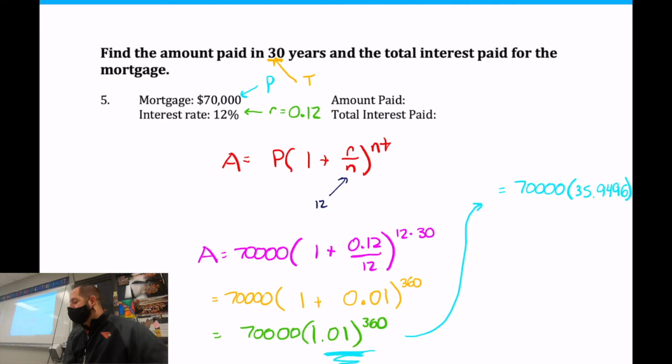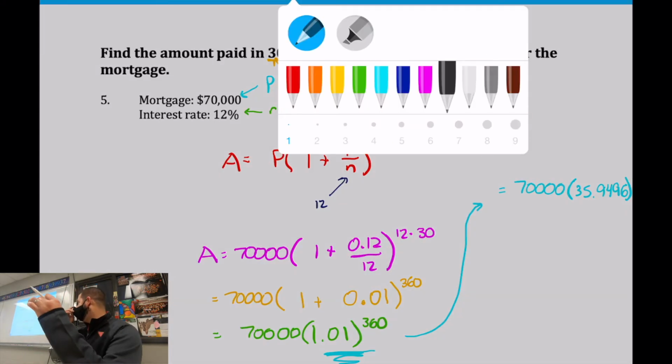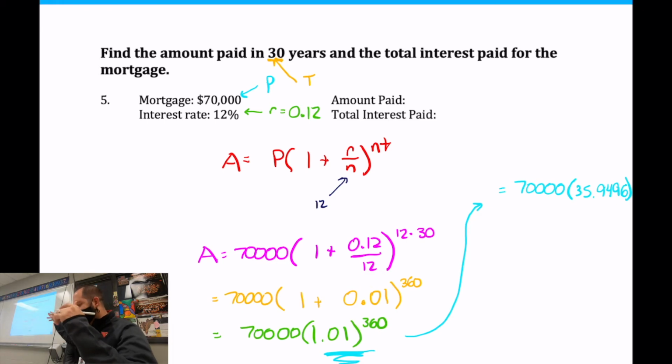Okay. Now we're going to multiply that. We're going to take this number and multiply it times my 70,000. Now I kept a bunch of decimal places on that number, so sorry, my number might be slightly different than yours. I left like every decimal on that 35 number, there's like 7 or 8 numbers across. Here's the number I'm getting.